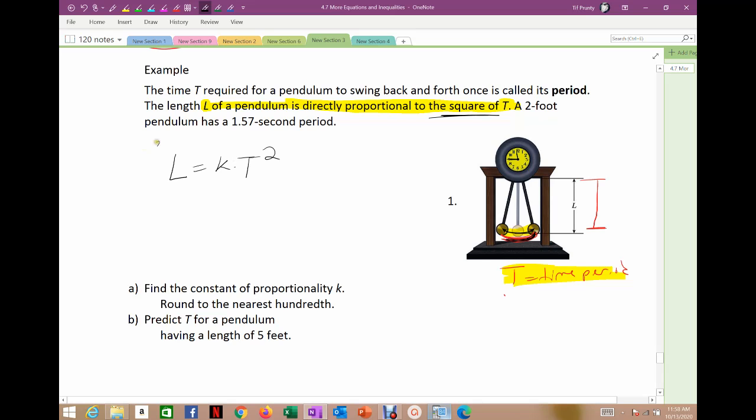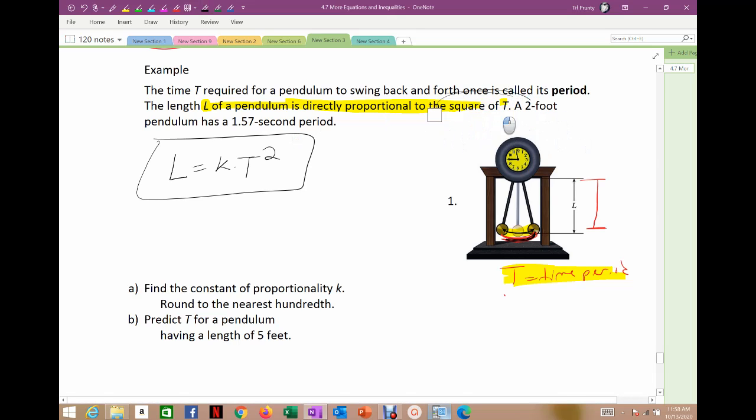And so that's the equation. That's the direct variation equation when it involves a square. The length is directly proportional to the square of the time it takes the pendulum to swing back and forth. And so there's my direct variation equation. The difference from what we did before is that the direct variation equation involved a square of my variable. It says it's the square.